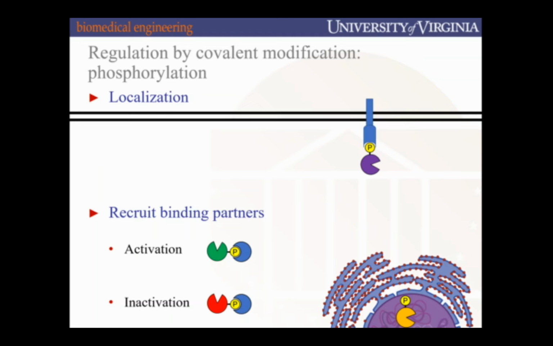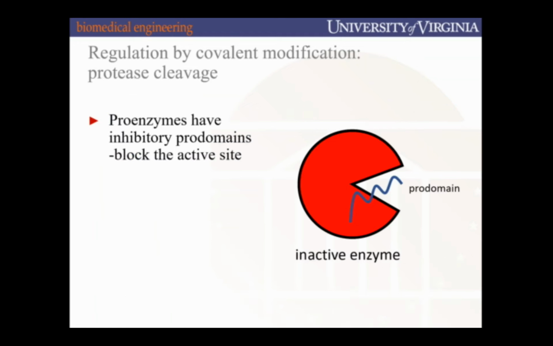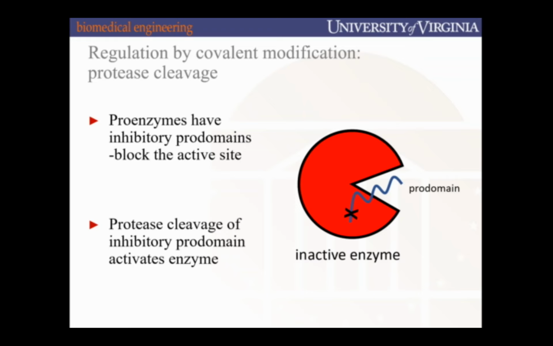Okay, one last type of covalent modification I want to go over in more detail is protease cleavage. As I mentioned on a previous slide, this can activate proenzymes by converting them into the active enzyme form. So let's go into more detail about that here. Proenzymes will often have inhibitory prodomains that prevent enzyme catalysis by physically occluding the active site. As you can see in this animation, all we need to do to activate the enzyme is cleave off the inhibitory prodomain, which opens up the active site, and now the enzyme is ready to go.